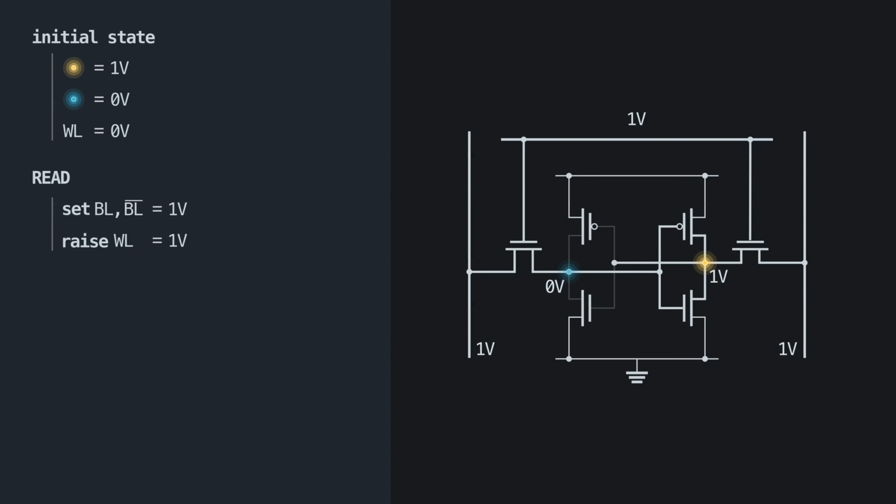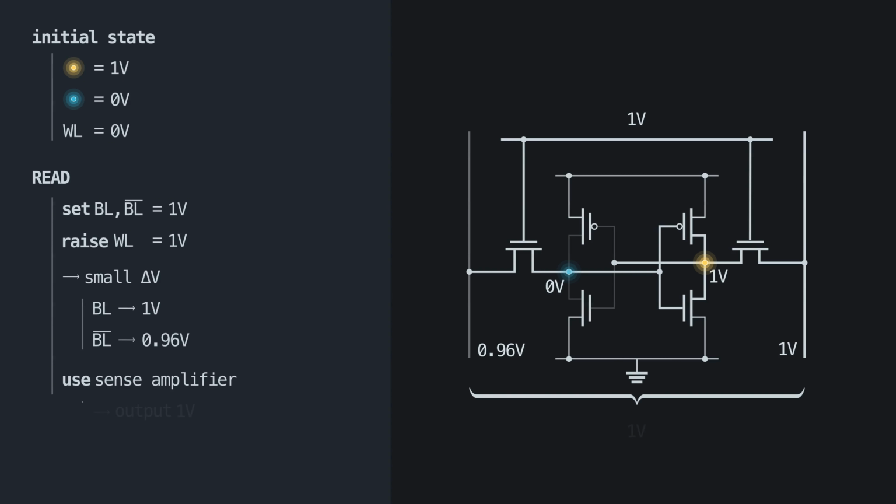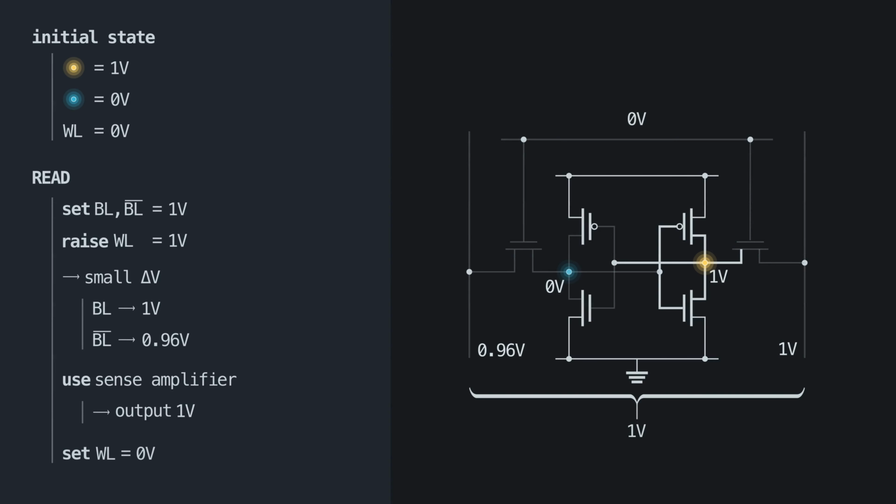Because the blue dot is at 0 volts, but the orange dot is at 1 volt, a tiny voltage difference between the bit lines is made. The right bit line stays close to 1 volt. Nothing happens there. The left bit line drops a bit below 1 volt though, enough to allow a sense amplifier to observe the right bit line has the larger voltage, so a 1 can be emitted. Then, the word line is powered off, closing access to the state, which is still preserved.